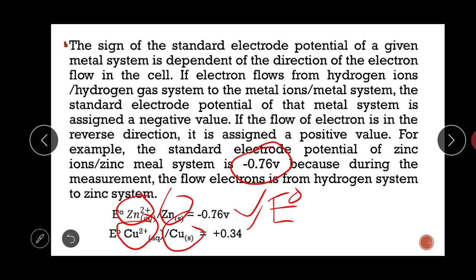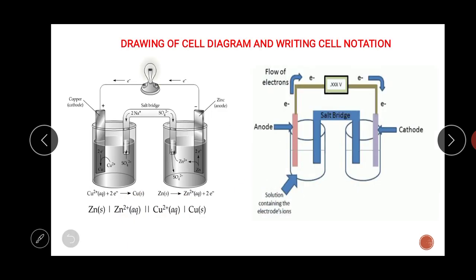I told you that if the electrons flow from the hydrogen ions system to the metal, it is negative. And when the electrons flow from the metal to the hydrogen ions, it is positive in nature. So that is the reason for the signs you are seeing there.